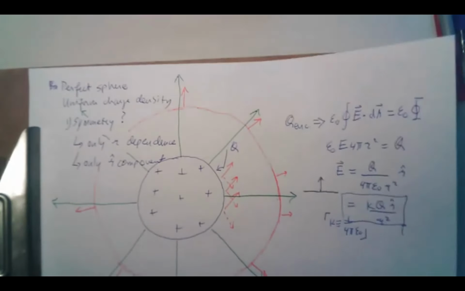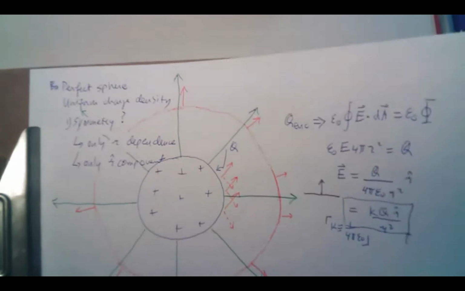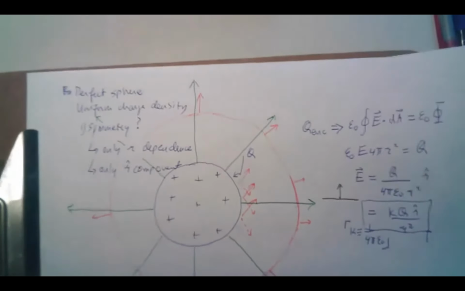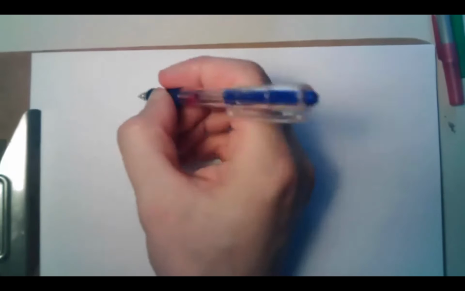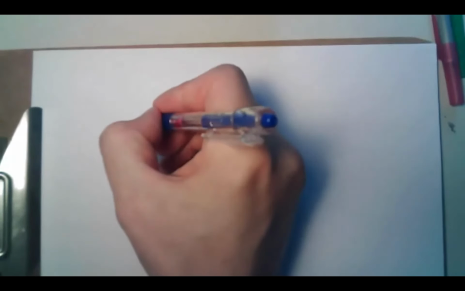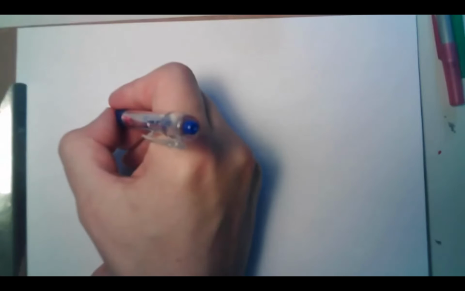Now there's another example, and fortunately with Gauss's law there's only so many situations that you can use. So you can sometimes even memorize what the symmetries do. So I'm going to make a drawing.